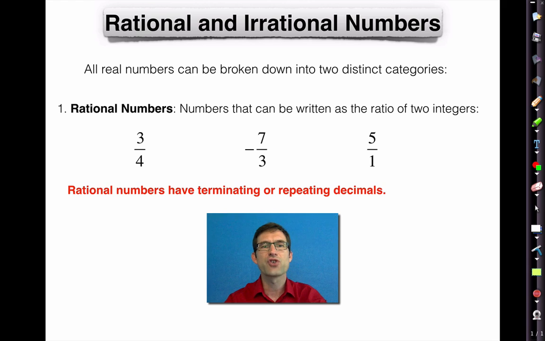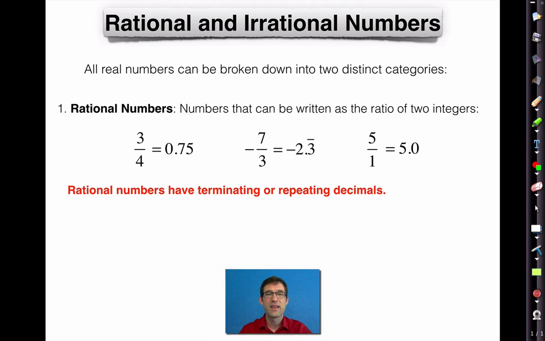Rational numbers have terminating or repeating decimals. For example, 3/4 is 0.75. That's a decimal that just terminates. -7/3 is -2.33333333, right? It repeats. And of course 5 is, if you will, 5.0. You can think about that as terminating or repeating, 5.00000.